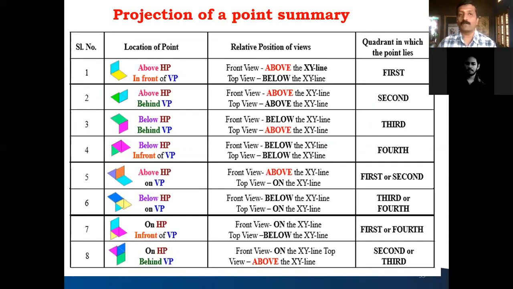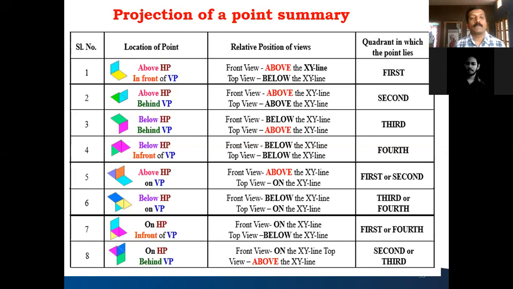So the particular object is above HP and in front of VP. It is first quadrant. Okay, it is in first quadrant. What about the position of the particular object? Front view should come above XY line and top view should come below XY line for the first quadrant. Similarly, second serial number, above HP, behind VP. So this is the second quadrant information. So front view and top view, where will we get them for the second quadrant? Both front view and top view you will get above the XY line for the second quadrant.